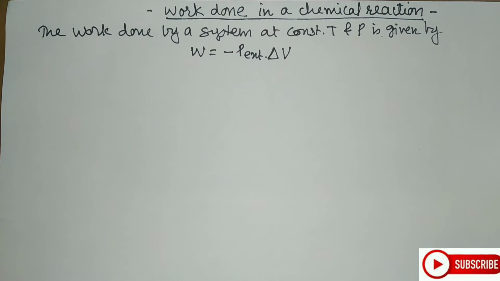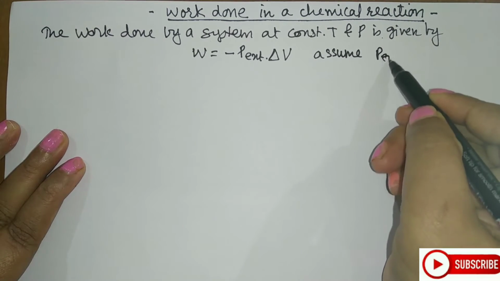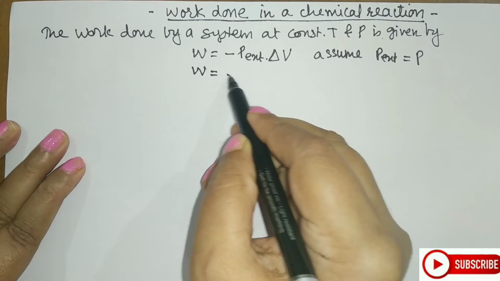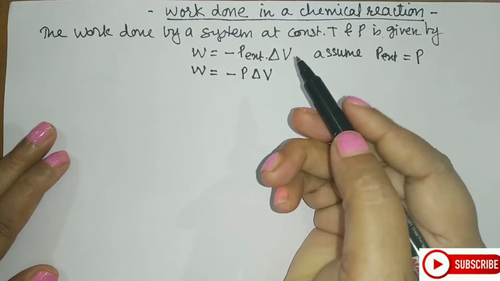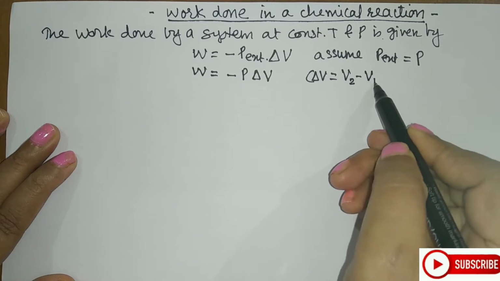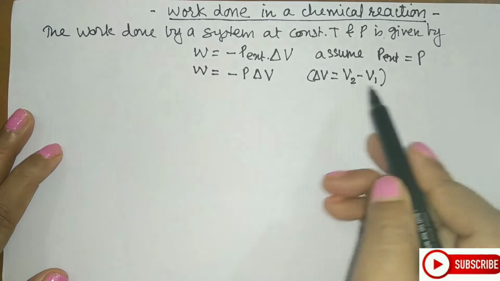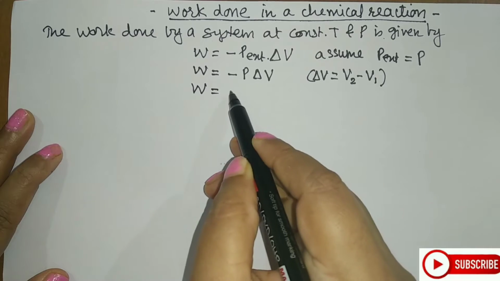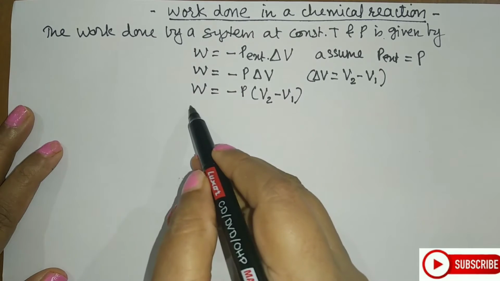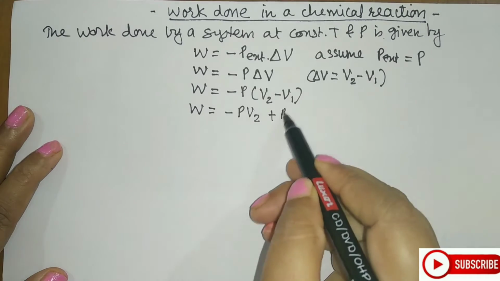Now let us assume that P external, let us take this as P. Then the equation will become W is equal to minus P delta V. Now students, you know that delta V is equal to V2 minus V1. It is the change in the volume. So let us replace this delta V by this. So what you have, W is equal to minus P (V2 minus V1). Let us solve this. So W is equal to minus PV2 plus PV1.